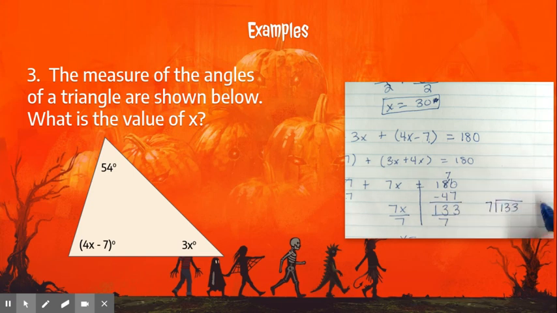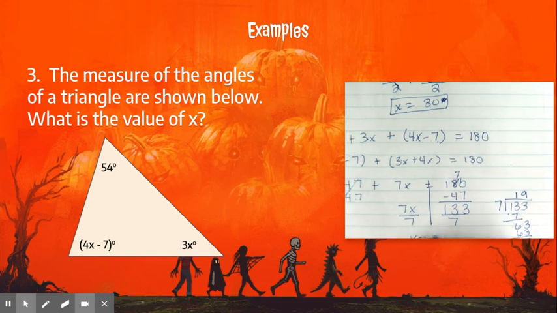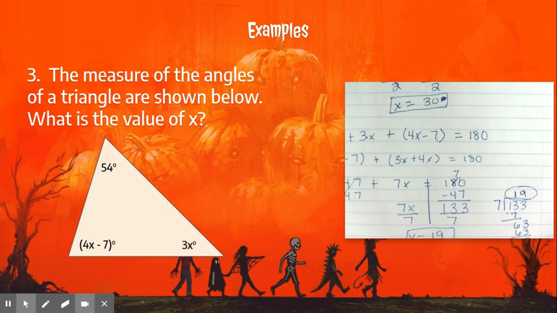7 goes into 13 once, because it's not quite 14. So that's going to be 7. 13 minus 7 is 6. I'm sorry, guys. And then 7 goes into 63 nine times, because 9 times 7 is 63. That means x is 19, because that's what I got here.